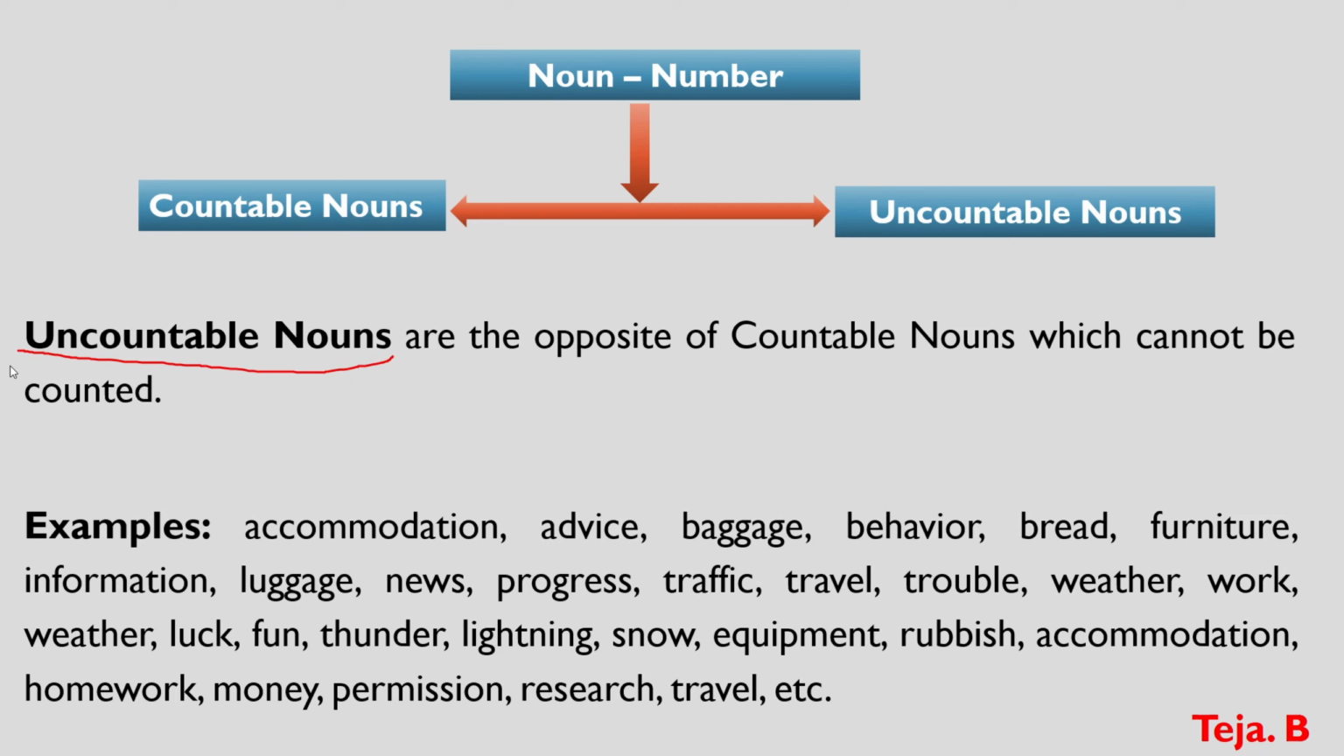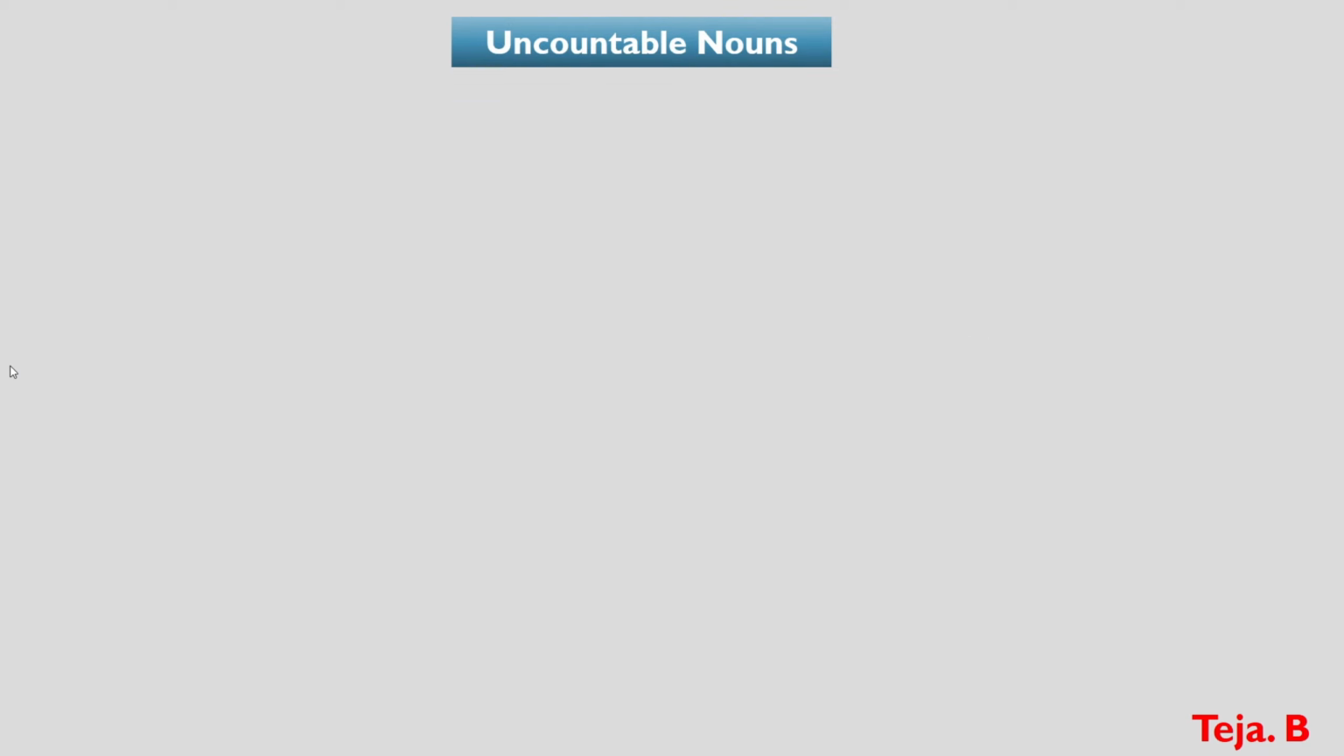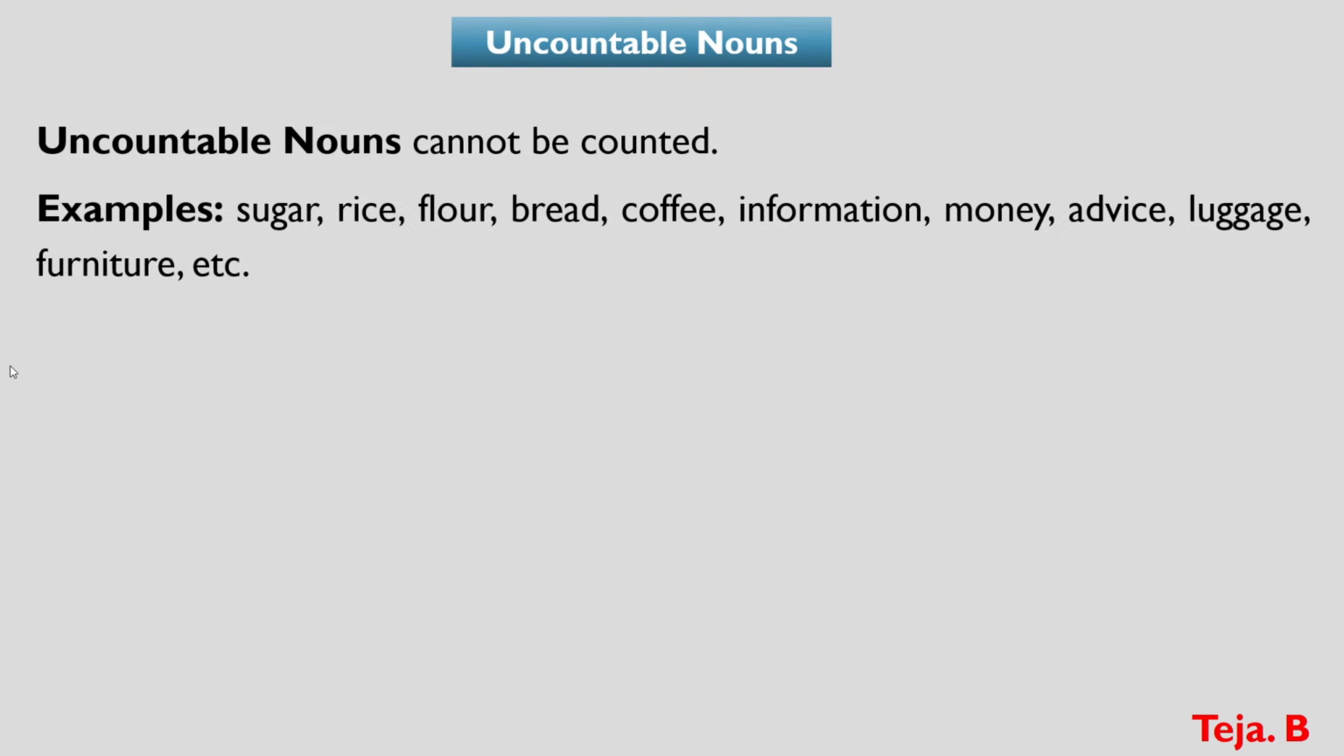Countable nouns are very easy. The nouns which we can count are called countable nouns, whereas the nouns which we cannot count are called uncountable nouns. Uncountable nouns cannot be counted, as we have already discussed. Examples: sugar, rice, flour, bread, coffee, information, money, advice, luggage, furniture, etc.